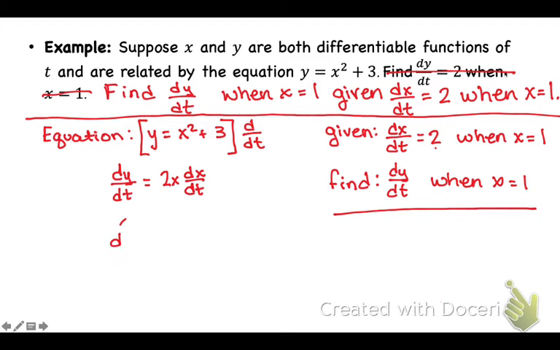So I'm going to have dy dt equals 2 times what's x? 1. And what's dx dt? 2. So dy dt equals what? 4, when x is 1.